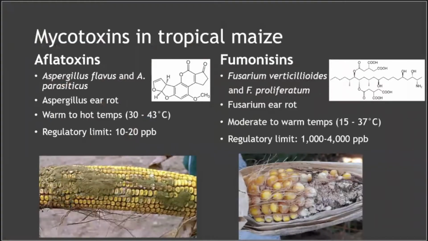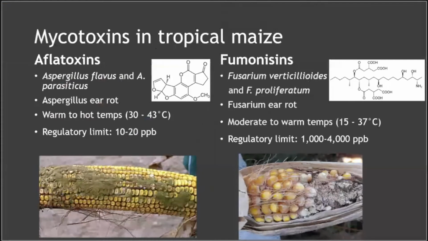So just some background about why mycotoxins are a risk. These are secondary metabolites produced by crop fungal pathogens. In the tropical lowlands, maize is primarily affected by two classes of mycotoxins, aflatoxins and fumonisins. Very different chemical structures, but both are toxic to both human and animal health.